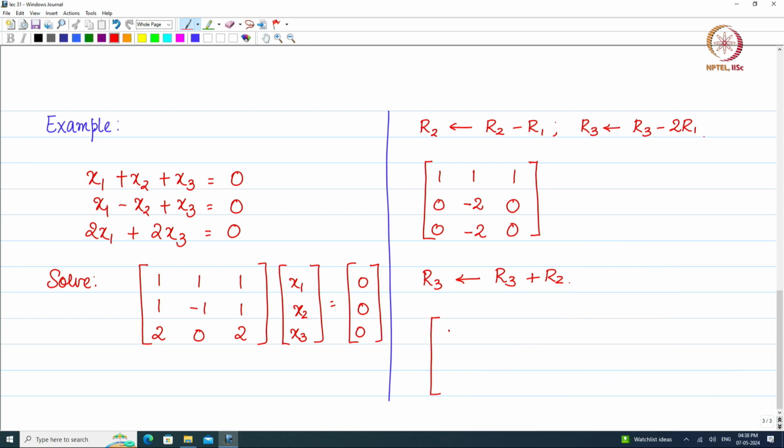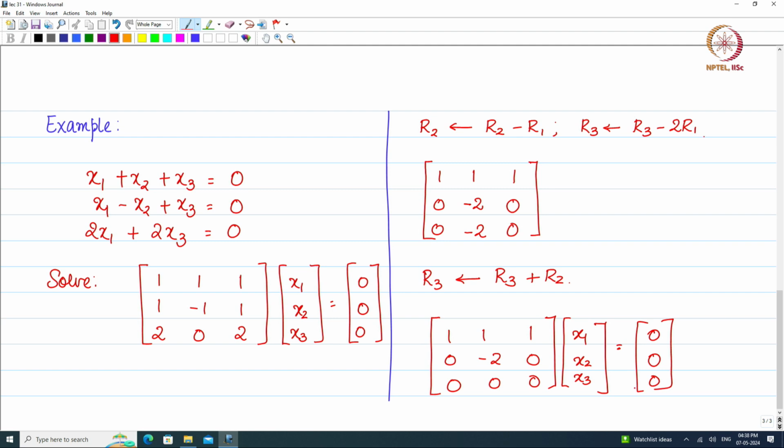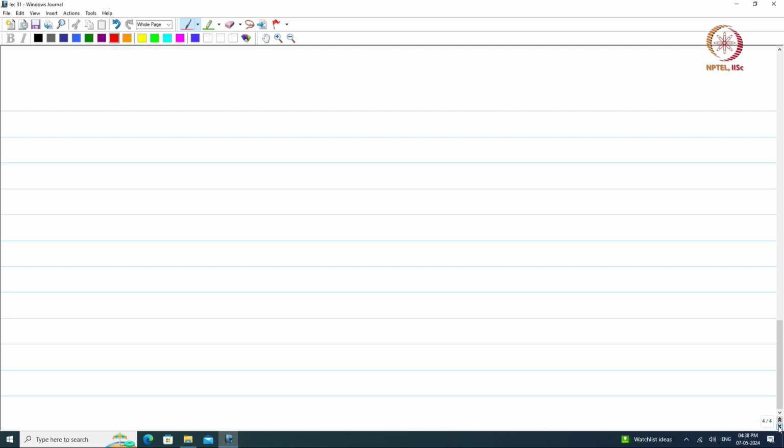So, what do I get? I get 1 1 1, 0 minus 2 0, 0 0 0, right. And what we have here, x1 x2 x3 is equal to 0 0 0. This is what we have, right. Now, if you solve the system of equations here, what do we get?